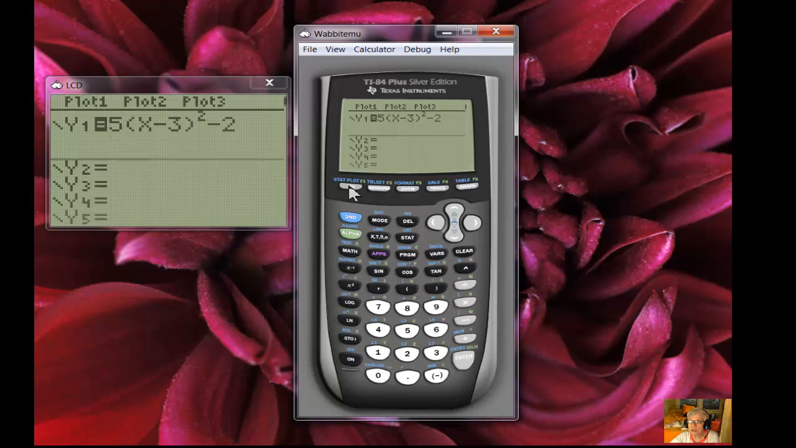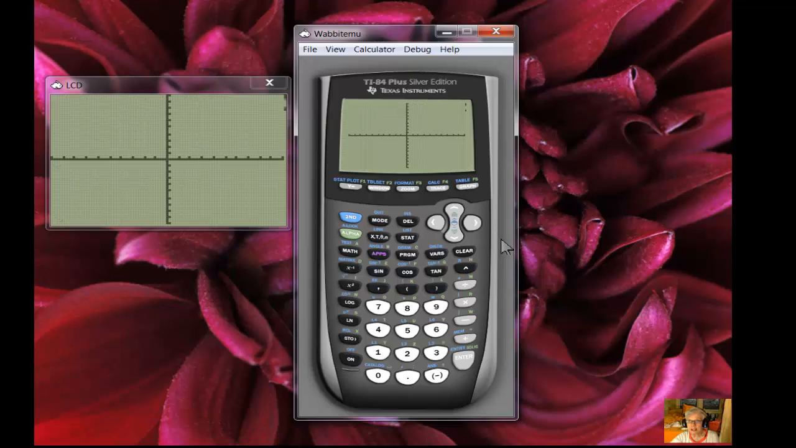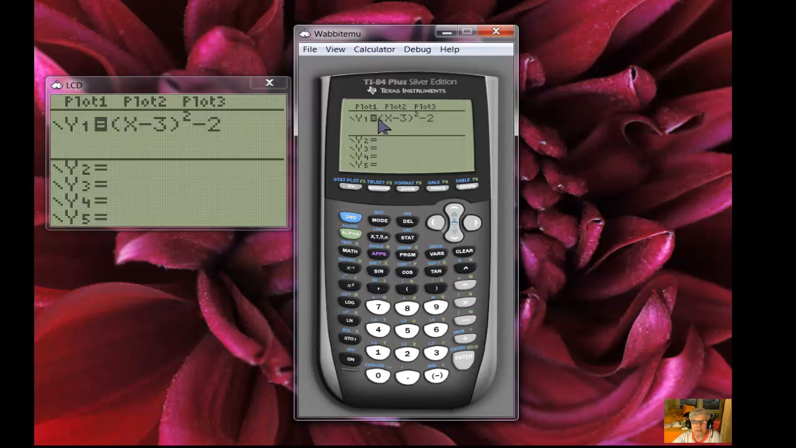Now watch this. Let's go back to what it really looked like in the beginning. So there we are. Here's what it looked like. It's still translated to the right three and down two. I'm going to squish it vertically, okay? Just watch. By putting a fraction, not a whole number, but a fraction in front of the parentheses, like what kind of fraction? How about 0.2? That's a fraction. After all, a decimal is a fraction. So let's second insert 0.2.